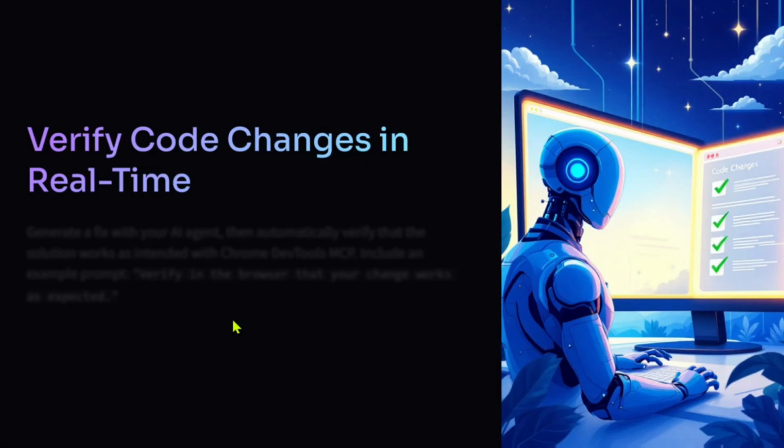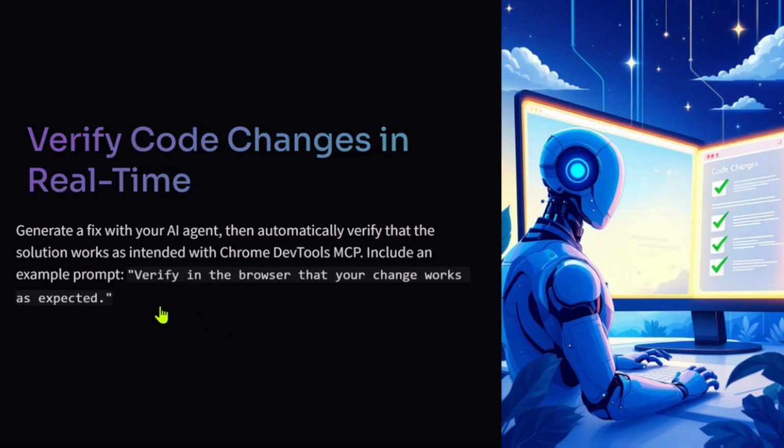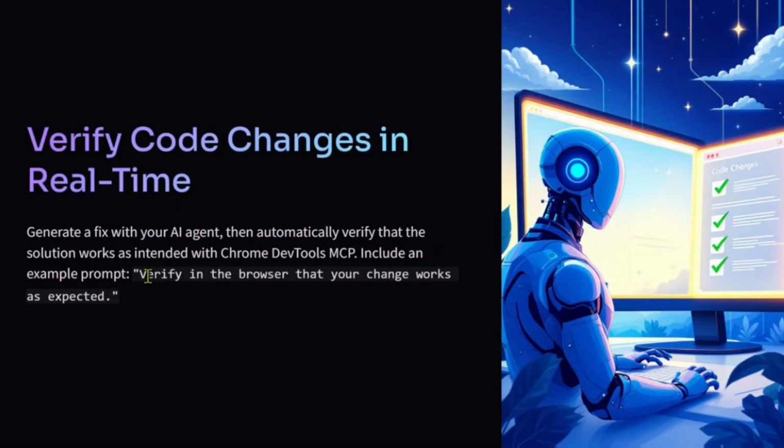Now imagine this. You ask your AI agent to fix a button alignment issue. Normally, you would have to rerun the app, open the browser, and check it yourself. With MCP, the agent can immediately launch Chrome, apply the fix, and confirm if the button now aligns correctly. You can literally prompt it with: verify in the browser that your changes work as expected.